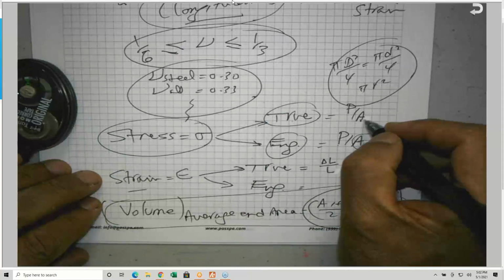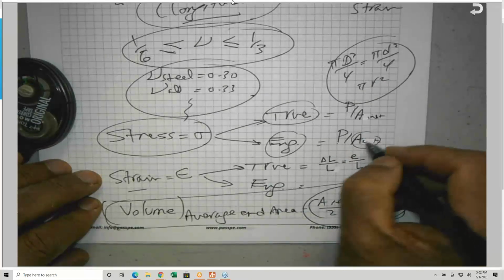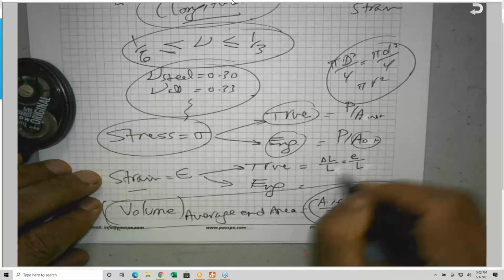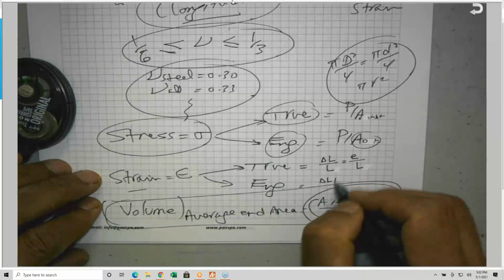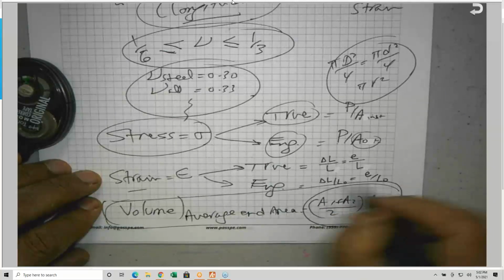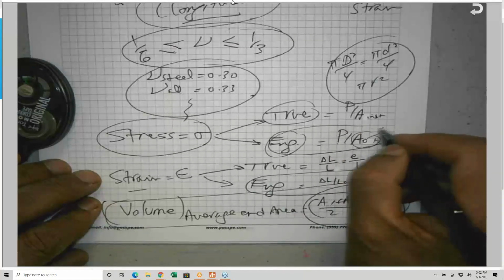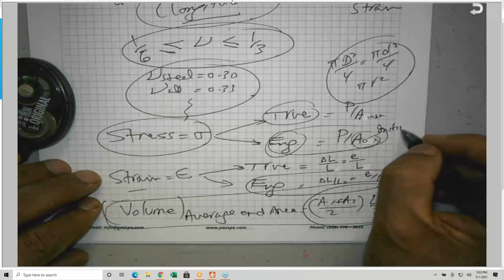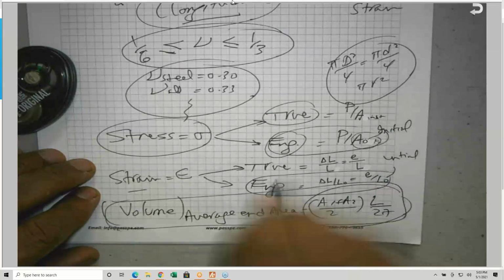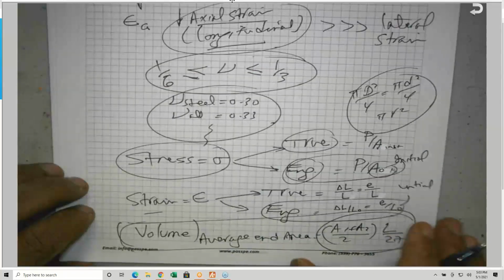So the true is the instantaneous, and this is the A sub O, and the true is the delta L over L, where L is instantaneous. This is delta L over L sub O, or the elongation over L sub O. So the engineering is dealing with the initial area, or the initial length. And you will see this, I believe it's mentioned also in the NCEES. So there are two definitions.